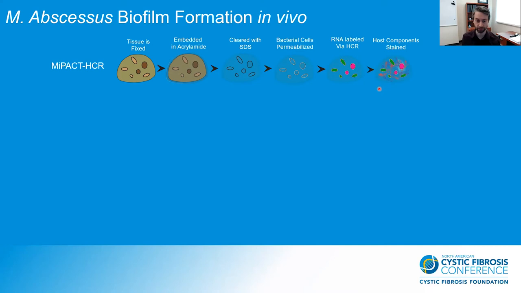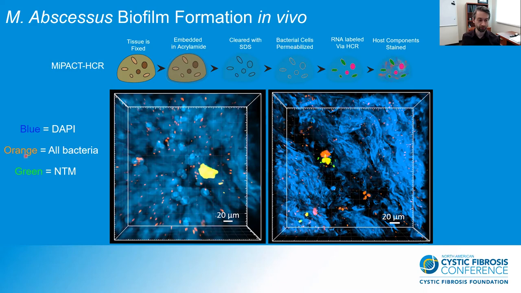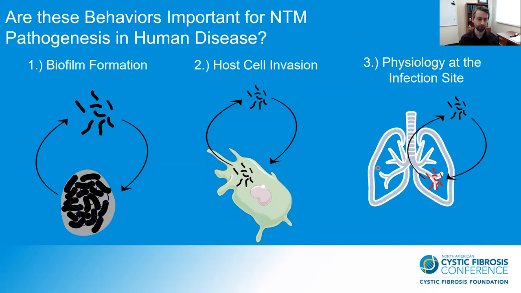So far, blue is DAPI here. Orange is an HCR probe labeling all bacteria. Green is an HCR probe specific for NTM. You see these yellow clusters because they're staining with both probes. What we see so far is that you have clumps, clusters, and aggregates in situ, again pointing towards the possibility that NTM forms biofilms in the context of disease.